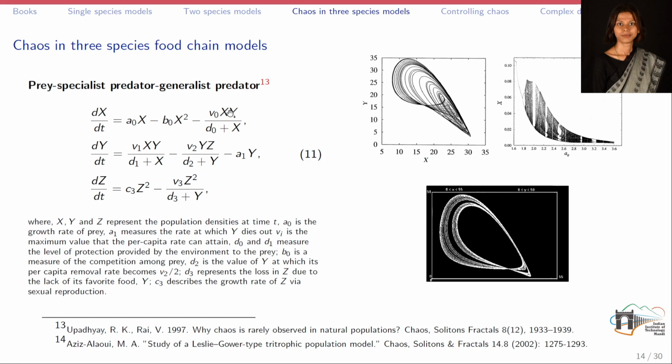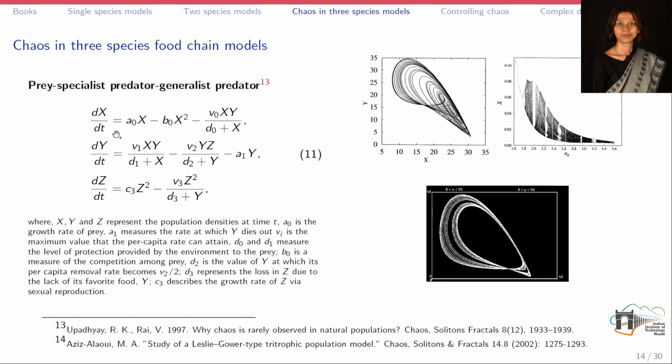Here is the 3 species food chain model presented in equation number 11. Here X is the prey population density, Y is the intermediate predator population density, and Z is the top predator population. Here we have assumed that Y is the specialist type predator and Z is the generalist predator population.